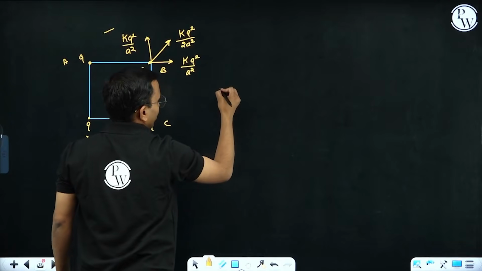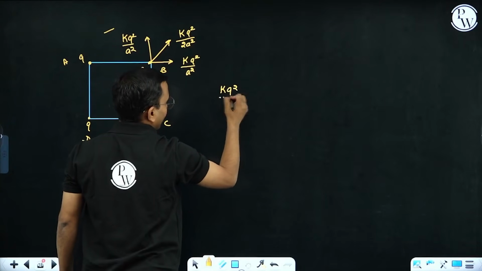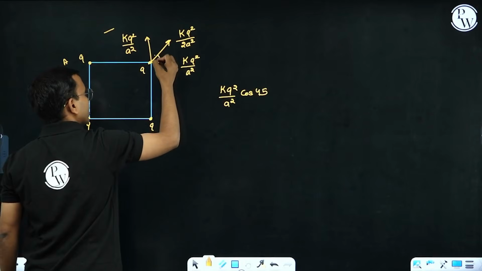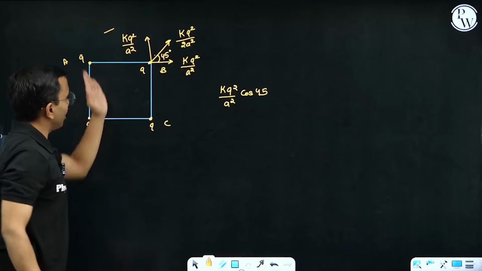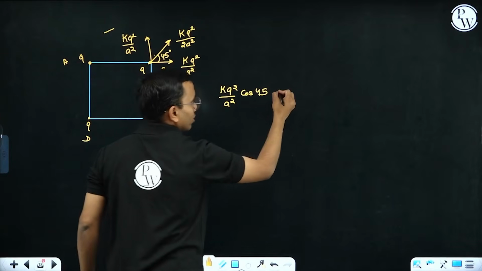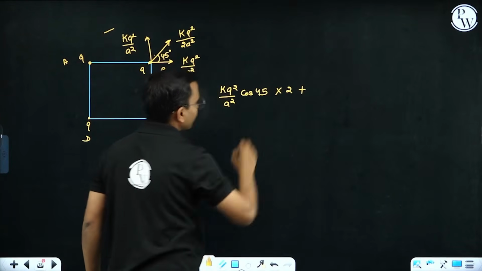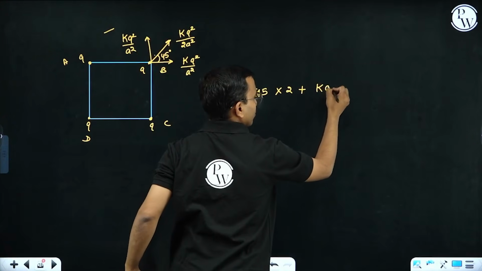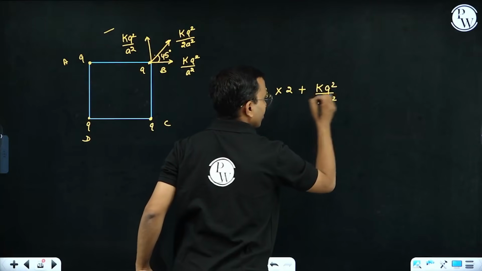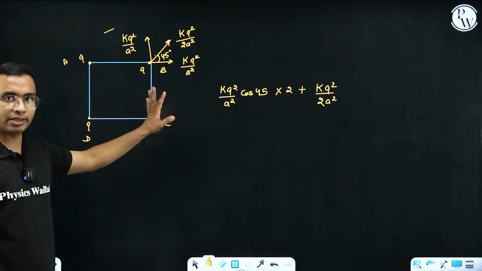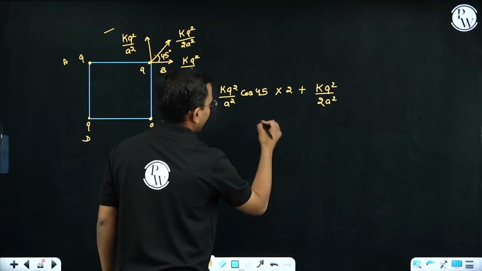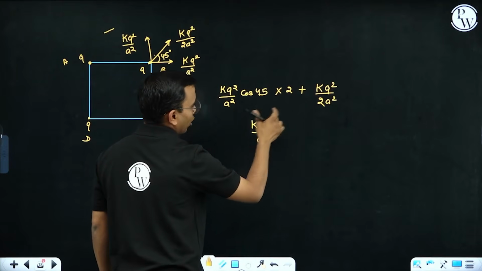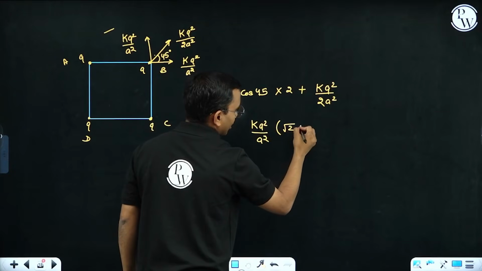How much is that now? It will become K Q square by A square cos 45, because this angle is 45 degrees. Similarly due to this also, so into 2, plus this is already along the diagonal, K Q square by 2A square. Now this is the resultant force. So if I take K Q square by A square common, it will become root 2 plus 1 by 2.